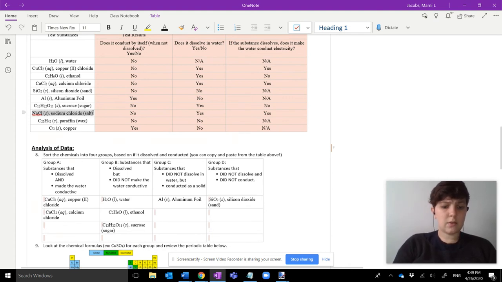Salt does not conduct by itself. It does dissolve and it does make the water conduct. So that goes in group A. Wax, like candle wax basically, does not conduct by itself, does not dissolve, and then does not make the water conduct. So that would be group D. The last one here is copper. It does not conduct, or sorry, it does conduct by itself and it doesn't dissolve. So that's going to go here in group C.